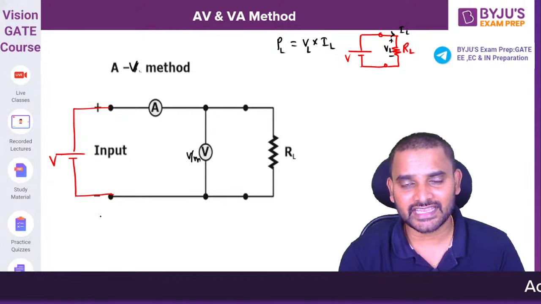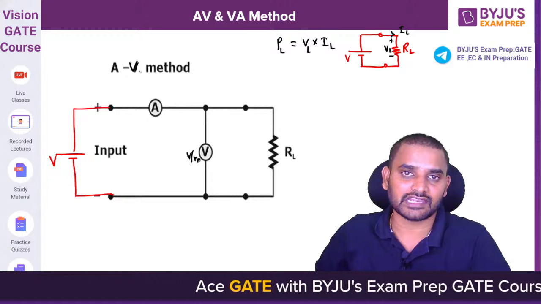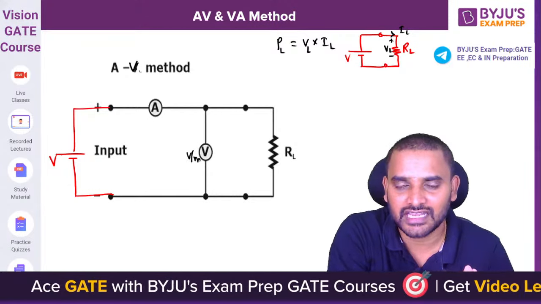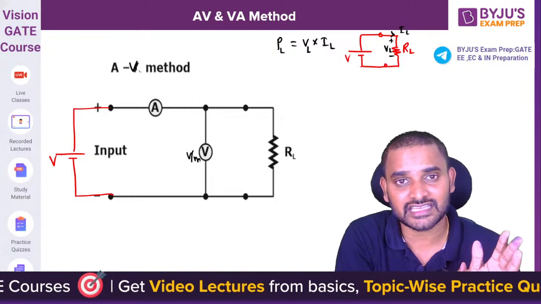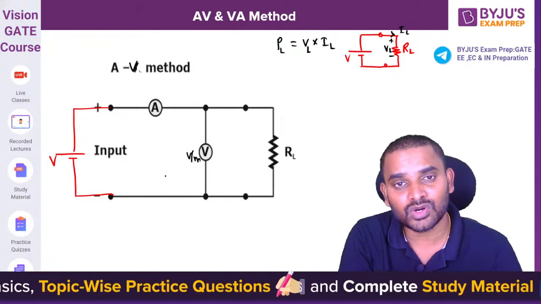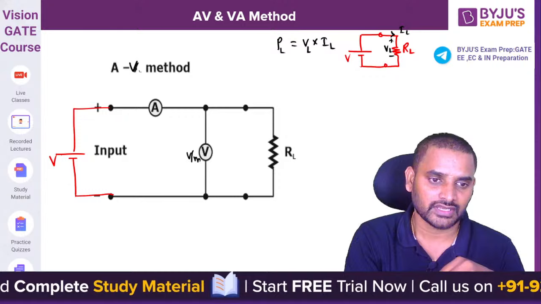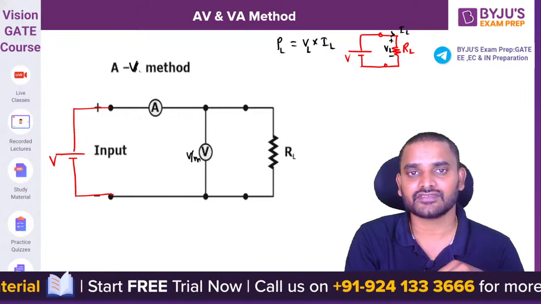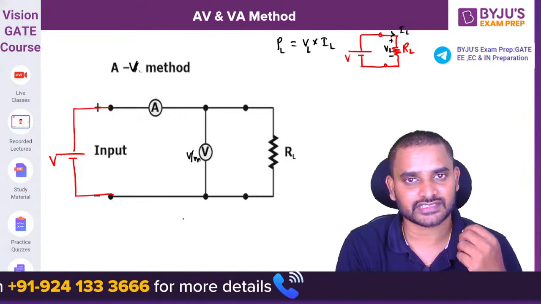Okay. Let us see whether the meters are measuring their actual values or not. Ammeter is placed to measure the load current. But let us see whether it is measuring load current or not. Voltmeter is placed to measure the load voltage. Let us see whether it is measuring load voltage or not. Okay. So from that we will come to know what amount of power will be indicated by these meters.